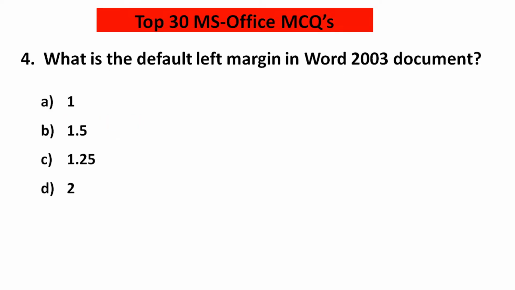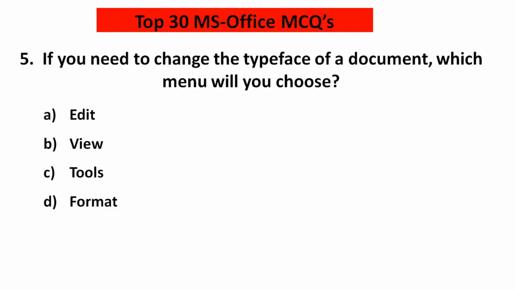Next question, what is the default left margin in Word 2003 documents? Options A 1, B 1.5, C 1.25, D 2. And right answer is option C 1.25. Next question, if you need to change the typeface of a document, which menu will you choose? Options A edit, B view, C tools, D format. And right answer is option D format.